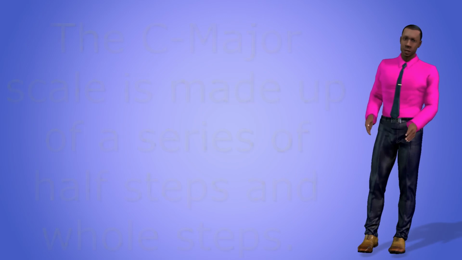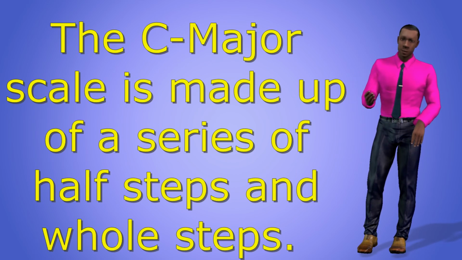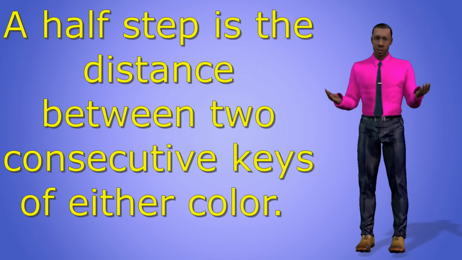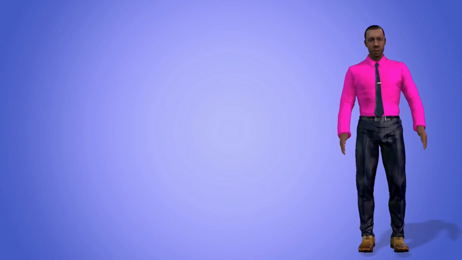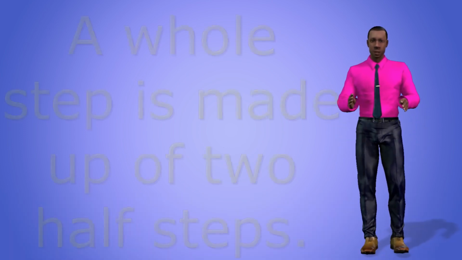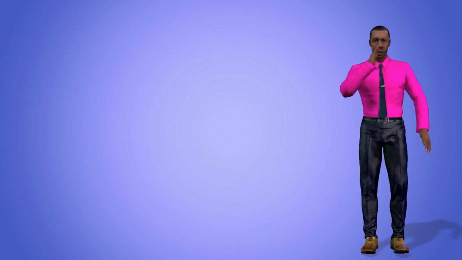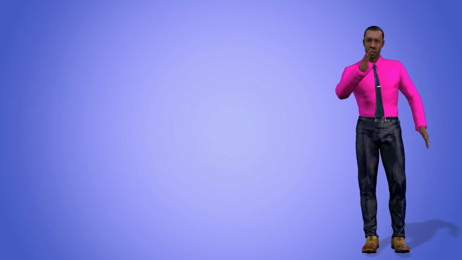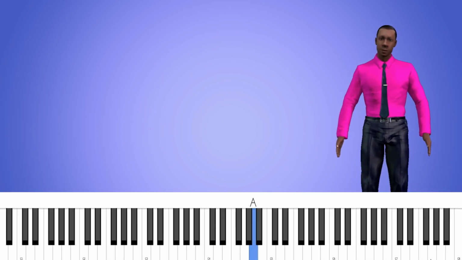The C major scale is made up of a series of half steps and whole steps. A half step is the distance between two consecutive keys of either color. The half steps in the C major scale then are those from E to F and from B to C, those with no intervening keys. A whole step is made up of two half steps, and so the whole steps in the scale are those that straddle black keys. For example, from C to D or from A to B.